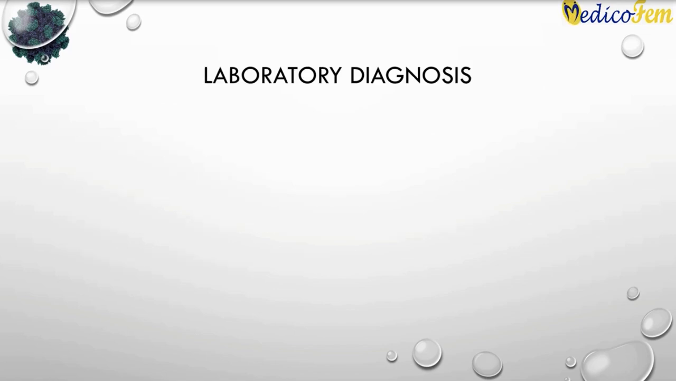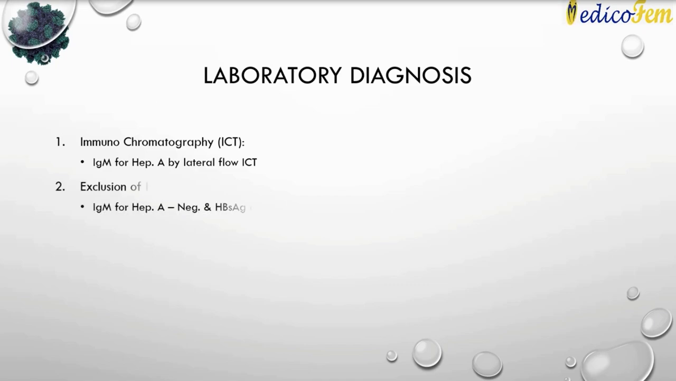Now, coming to the laboratory diagnosis. Several antibody assays are being developed, mostly based on ELISA methods. First, we will see the immunochromatography test. Many rapid tests are commercially available to detect anti-HEV IgM antibody based on the principle of lateral flow ICT. Second, exclusion of hepatitis A and hepatitis B. Exclusion of hepatitis A by negative IgM serology and hepatitis B by the absence of HBsAg and IgM anti-HBc.